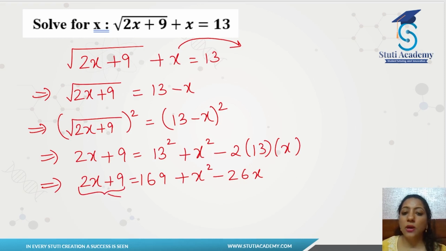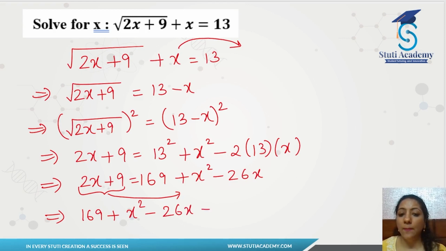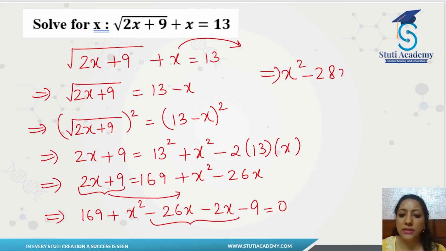Now these terms we are going to take on the other side and the signs will get reversed. So we will get here 169 plus x square minus 26x minus 2x minus 9 is equal to 0. So this can be written as x square. I'm writing x square as it is. And here we combine these two terms. We will get minus 28x. And 169 minus 9 will give us positive 160.